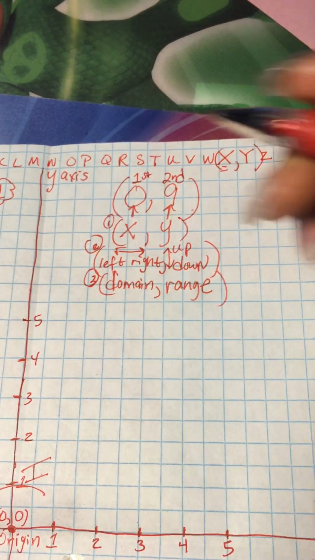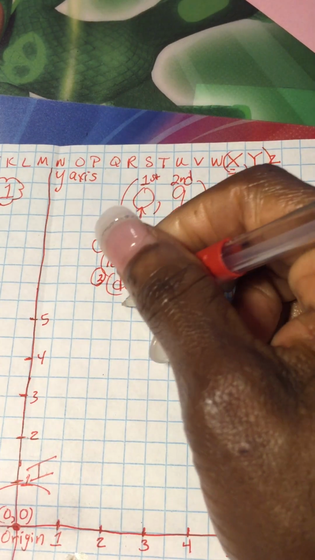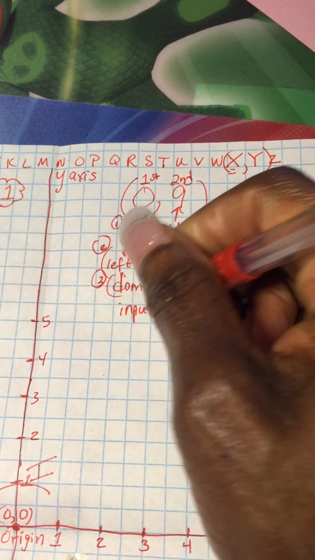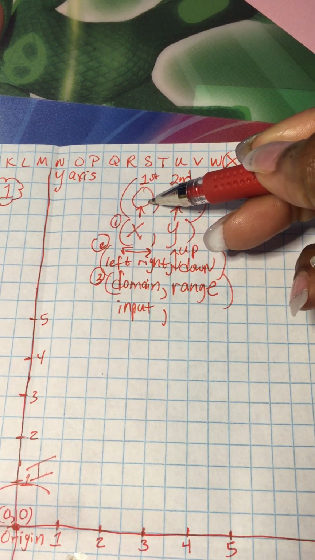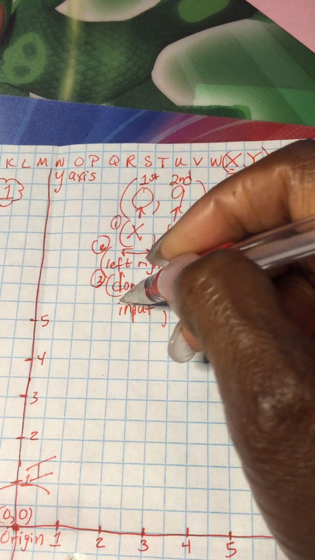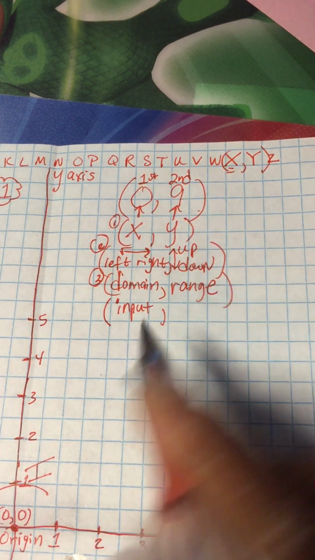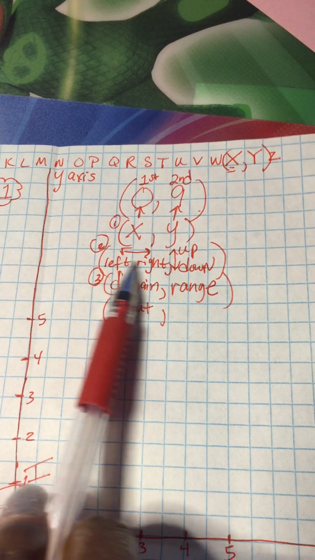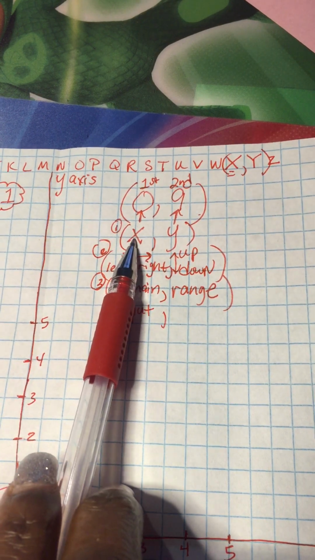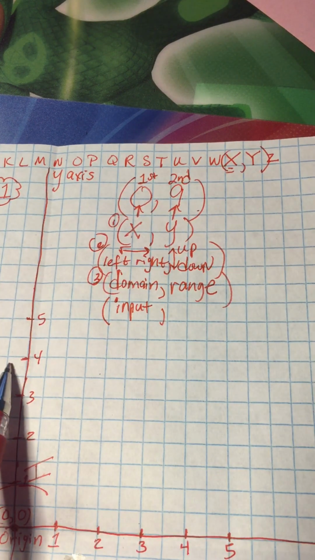That's number 3. I can ask you, what's the input? The input is a fancy way to say, what's your x value? What's your first number? It's called the input. So the first number can be called the input, the domain, the number that goes left and right, your x value. That's the first number.